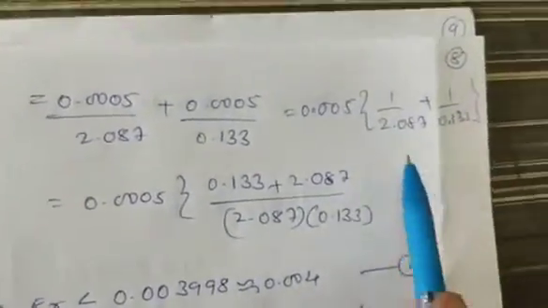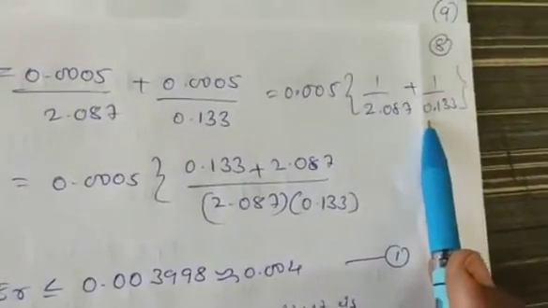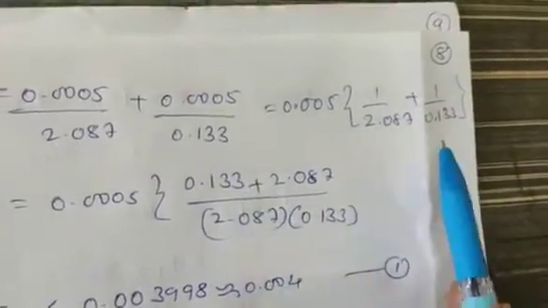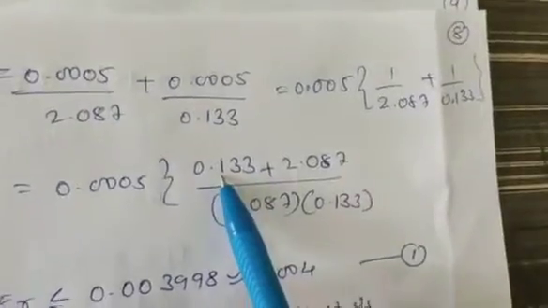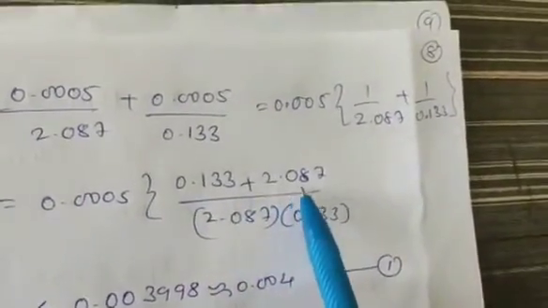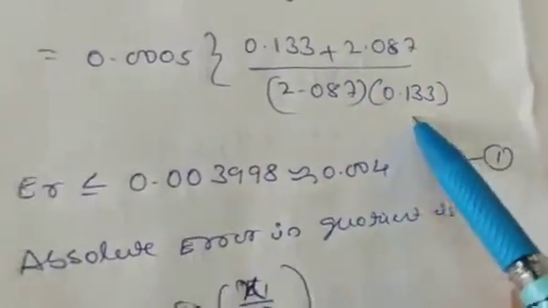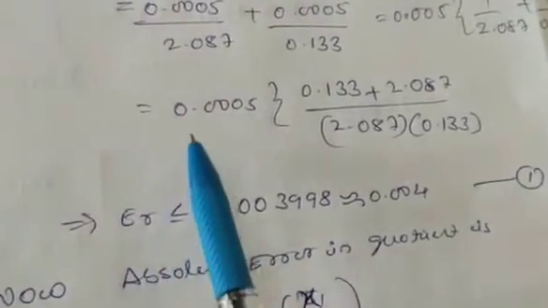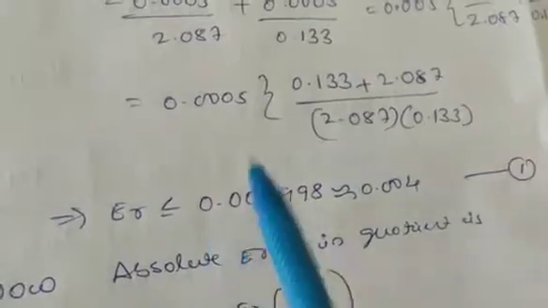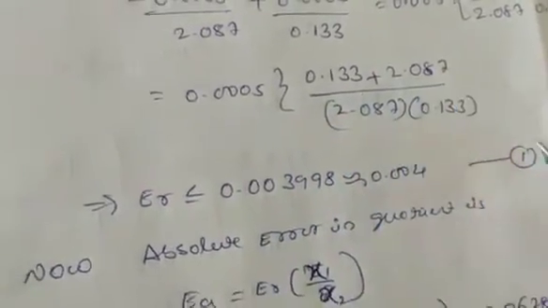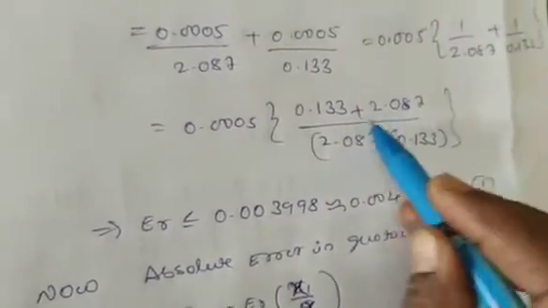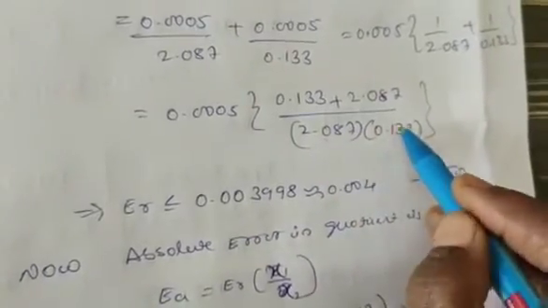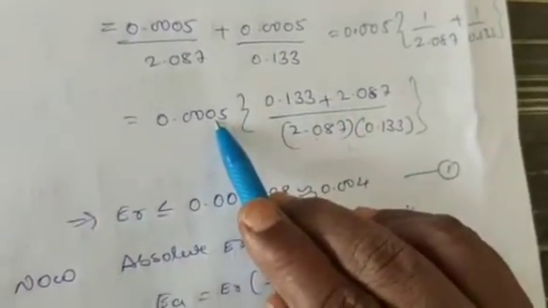Here take the LCM, which is the product of 2.087 and 0.133. So cross multiply: it is 0.133 plus 2.087 divided by the product of these two. So the relative error is less than or equal to 0.0005 into, add these two numbers, and divide by the product of these two numbers, and multiply with 0.0005.